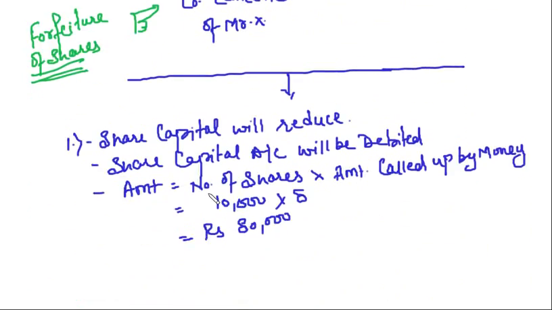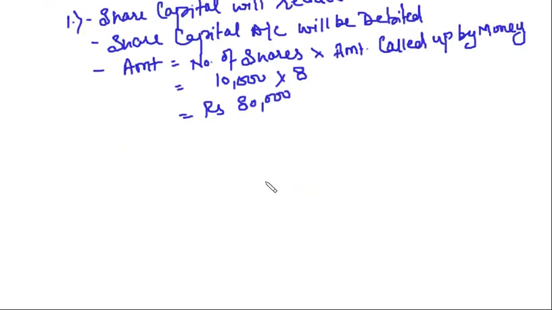80,000: number of shares multiplied by the amount that has been called by the company. So this is one thing, that is share capital. Our share capital will reduce. Share capital account will be debited. What will be the amount? Number of shares multiplied by the amount called up by the company. Right? Now, the second account.